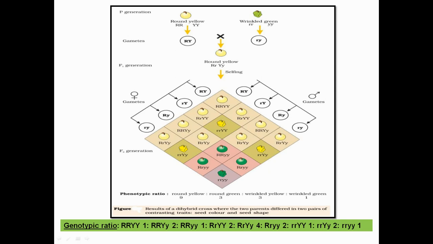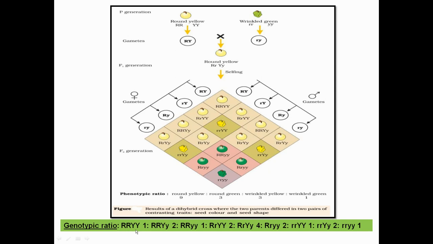Now comes the phenotypic and genotypic ratio. It is 9 is to 3 is to 3 is to 1. But you have to write it along with the phenotype being expressed. That is round and yellow will be 9, round and green 3, wrinkled and yellow 3, wrinkled and green will be 1. Now comes the genotypic ratio.